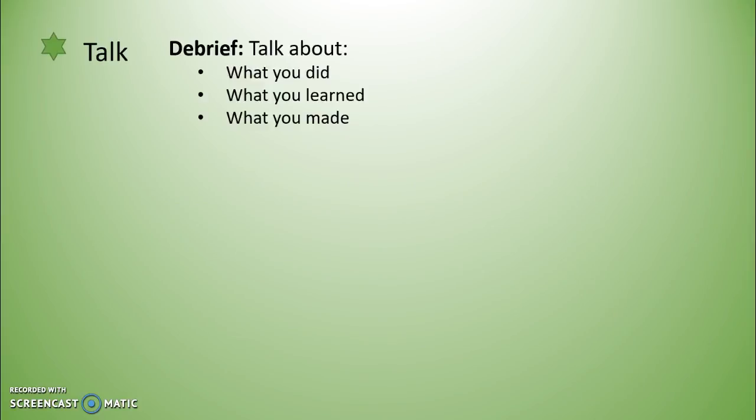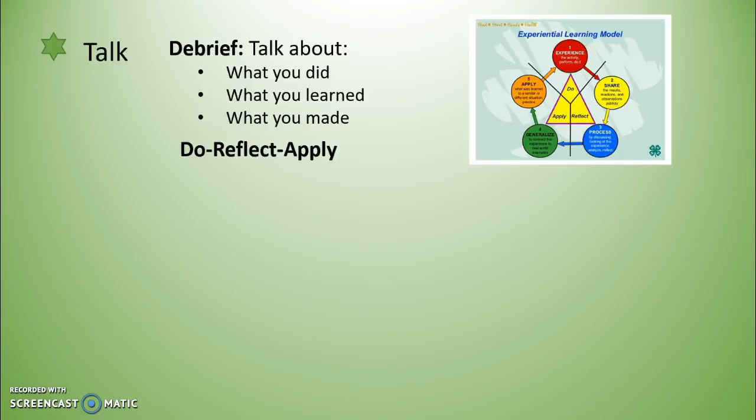So, the talking portion, when you debrief at the end, you're going to talk about what you did, what you learned, and what you made, using that do, reflect, apply model that we've gone over. What did you do? What have you learned? What have you made? And you can also relate that, how can you use this again with the food prep? You're going to wash your food, you should wash your hands, you should be safe, you should handle tools this way. You can work this do, reflect, apply model into all of your meetings.